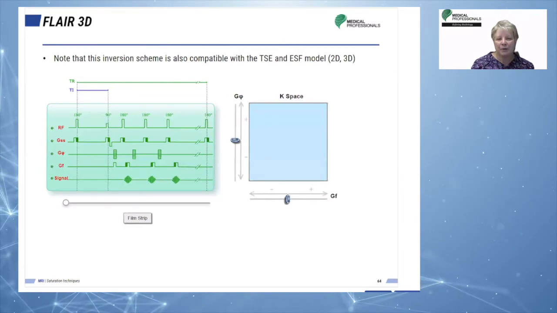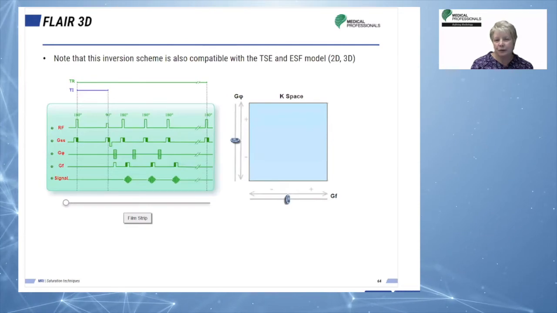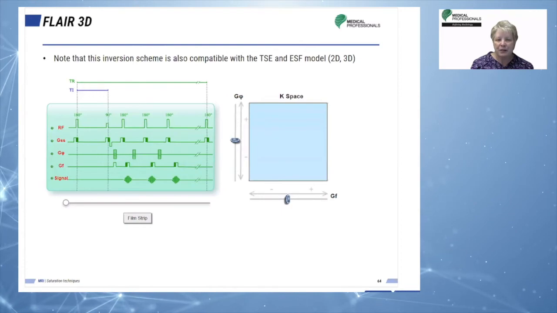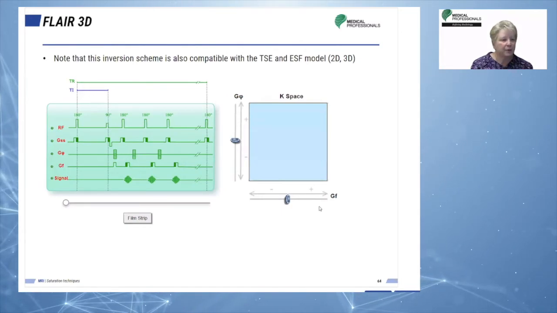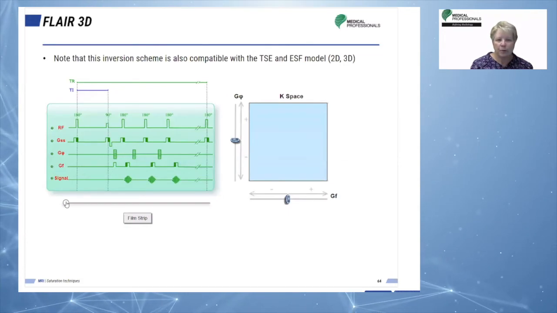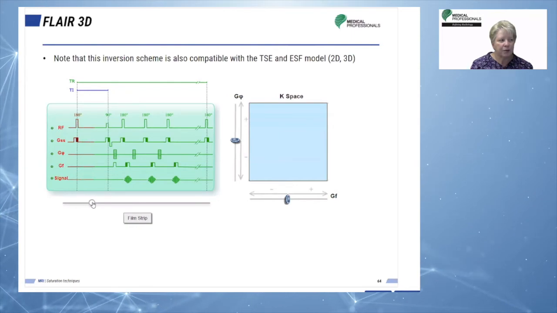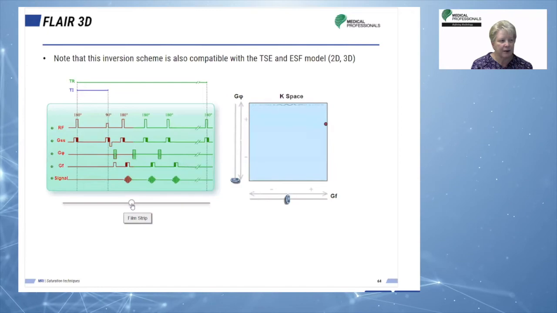Okay. FLAIR is compatible with both the 2D, two-dimensional, and three-dimensional models. Here we see the three-dimensional model, which works in much the same way as the two-dimensional model. So again, I'm going to scroll the bar, and you can note the movement across the chronogram, and also note the filling of the K-space on the right-hand side.